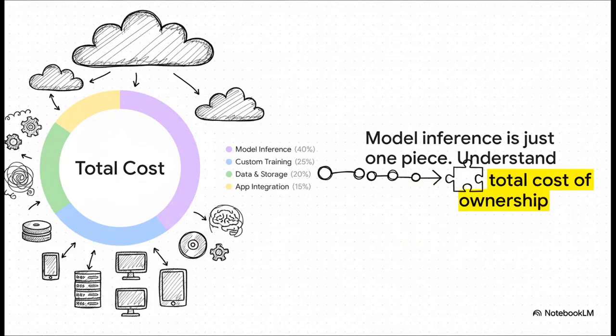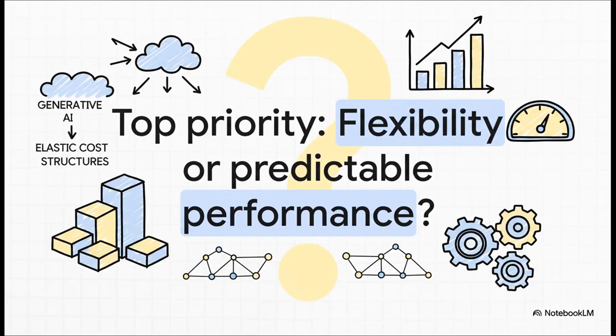And here's a pro tip. It's so important to remember that the cost of just running the model, what we call inference, is only one piece of the pie. As you can see, you also have to think about training, data storage, and integrating it with your app. You've got to look at the whole picture to understand the real cost. So this all boils down to a key question you have to ask yourself as you're starting a project. What is your number one priority right now? Is it cost, flexibility for a brand new idea? Or is it predictable performance for an app you know is going to scale?